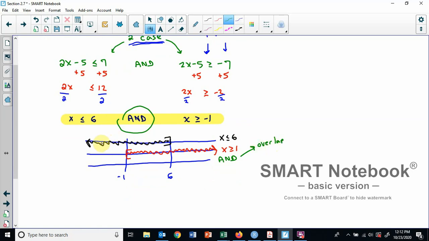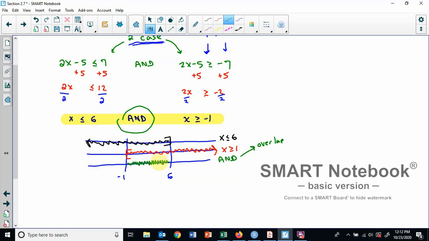Do they both overlap on the left side here? No. Do they both overlap in the middle? Yeah, I have black and red graph. So that means that's going to be included in my answer because they overlap. Do they overlap over here? No, I just have red graph. So they overlap in the middle.